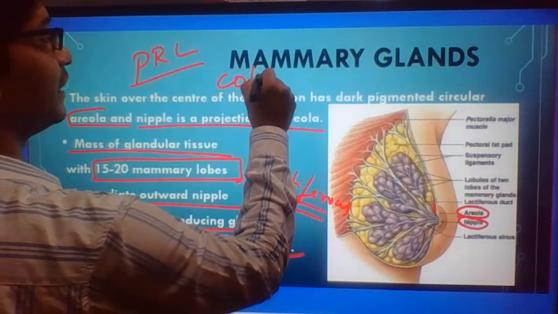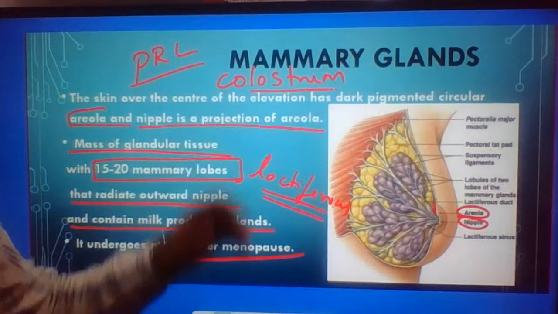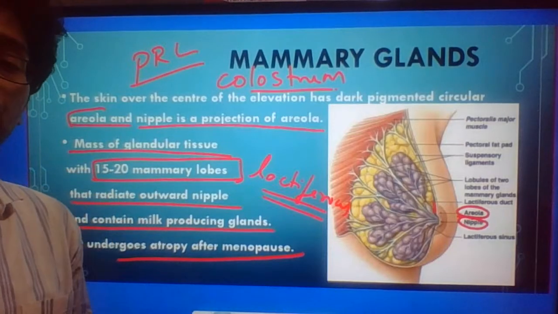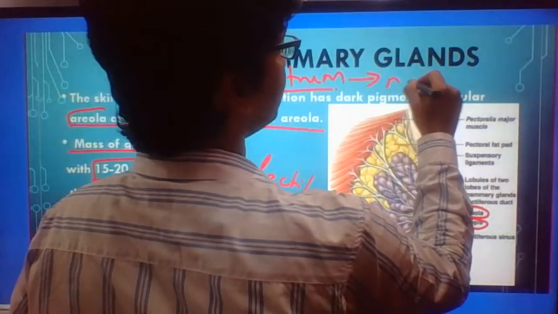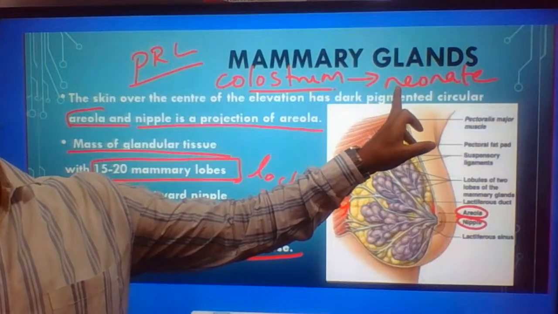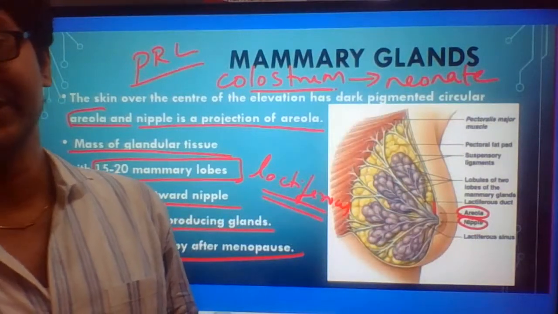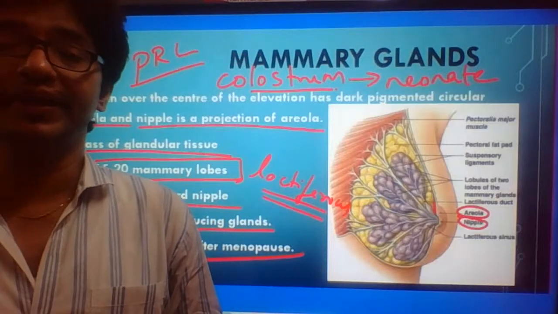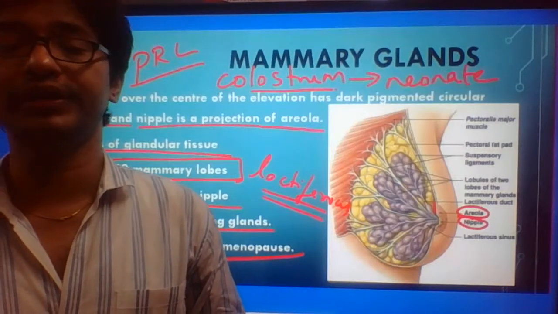The first milk which comes out is called colostrum. This colostrum supplies all the necessary nutrients for the developing neonate, the newborn. Neonate means newborn. The neonate gets all the essential immunity by means of immunoglobulin. What is the one particular immunoglobulin which is abundantly present in this secretion, colostrum? What is the name of the antibody or immunoglobulin?